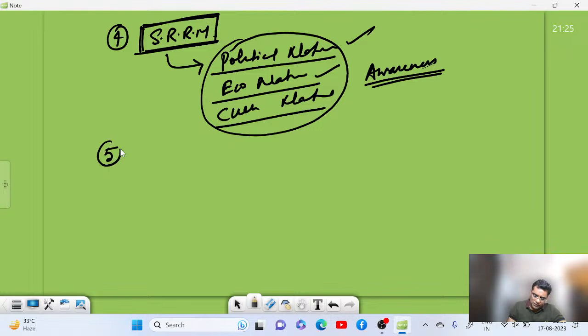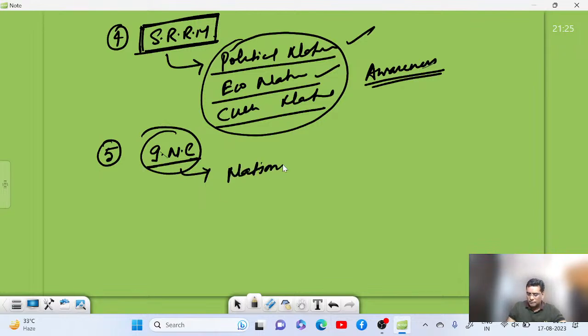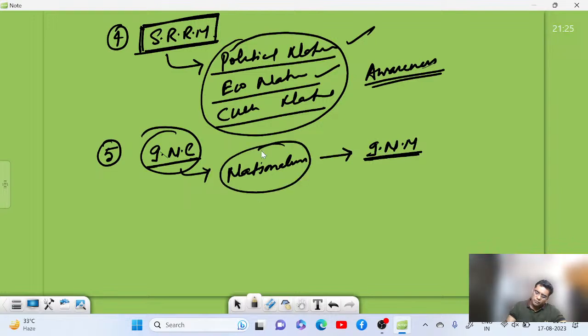Then the fifth factor is the establishment of the Indian National Congress. Congress changed the paradigm of politics. Nationalism was transformed into the Indian national movement due to the Indian National Congress.